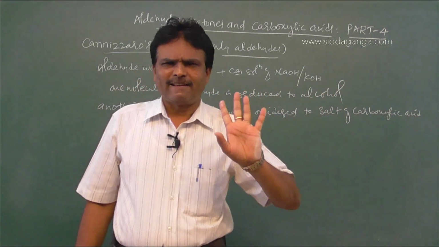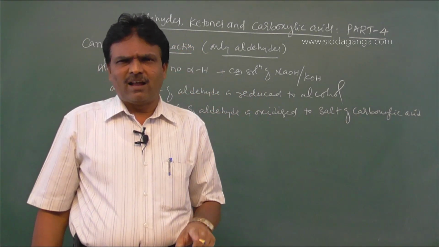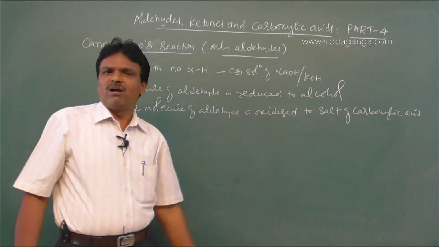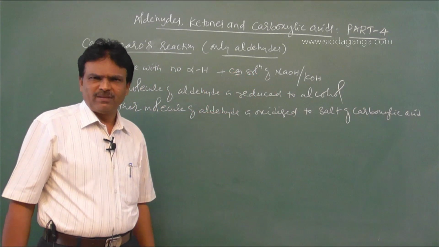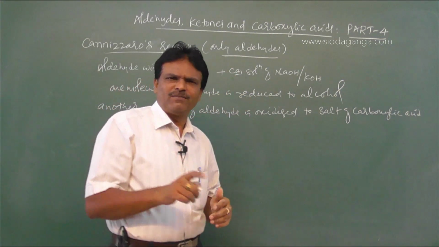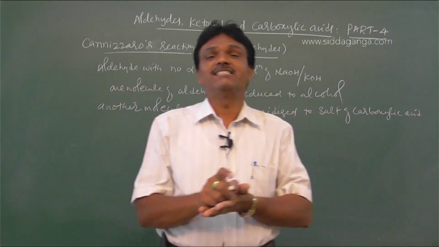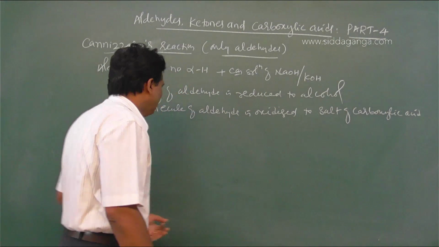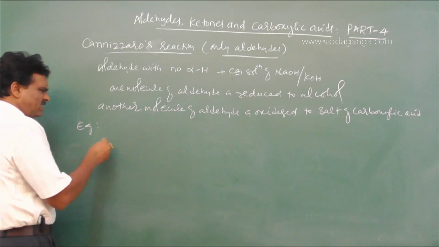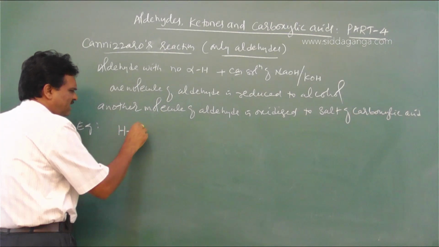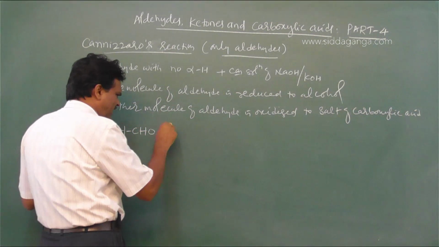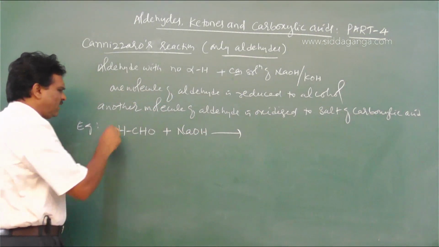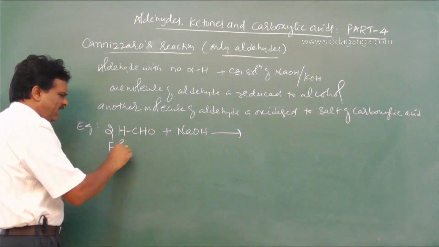So one point is clear, the aldehydes which do not have alpha hydrogen undergo the Cannizzaro reaction when treated with a strong and concentrated solution of sodium hydroxide. In this reaction, one molecule of an aldehyde is oxidized and one molecule of an aldehyde is reduced. Means two molecules of aldehydes are involved. So for example, if you take formaldehyde, HCHO, and treat it with a strong solution of sodium hydroxide, it involves two molecules of formaldehyde.